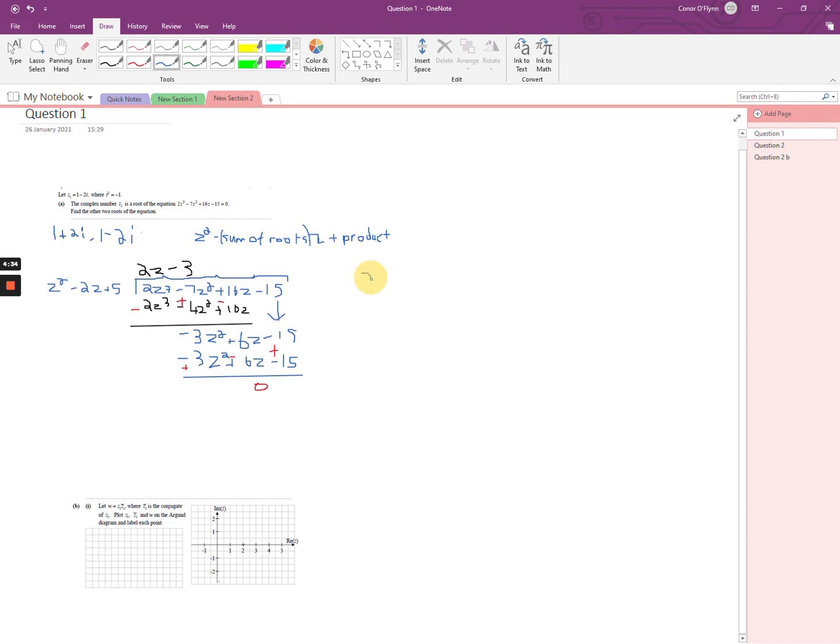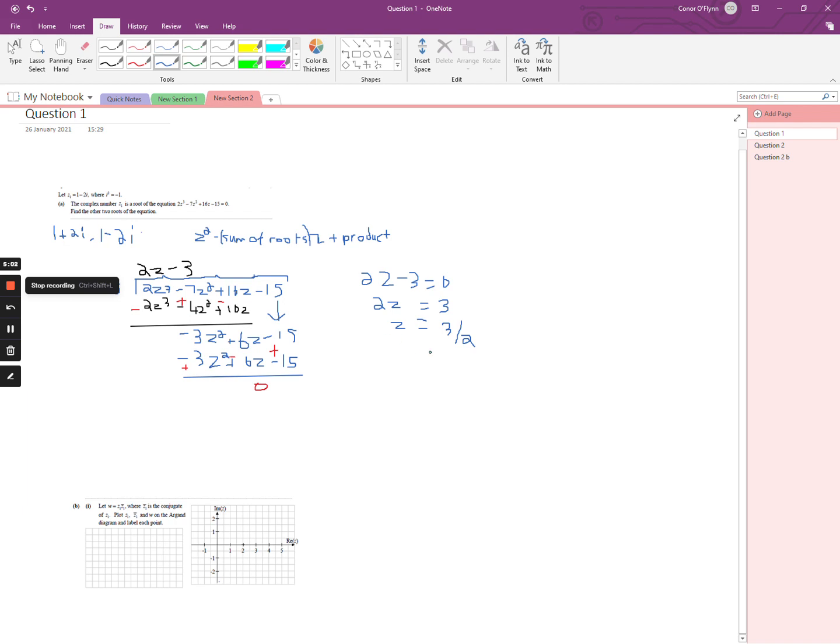So 2z minus 3, that's my factor. So I just solve for the root. 2z equals 3, and z equals 3 over 2. So that's my third root. So 1 plus 2i and 3 over 2 are my other two roots.